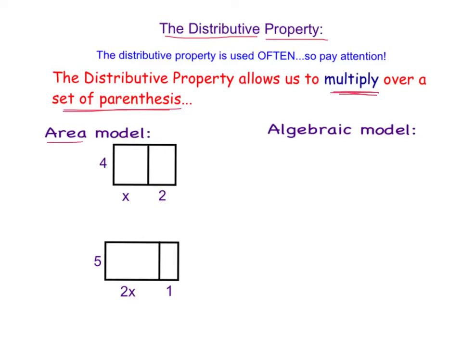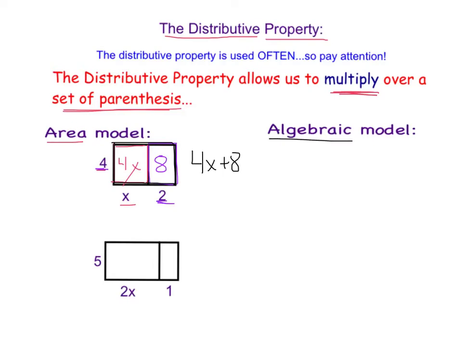Alright, so there are two different ways to look at this. The area model. The area model looks at length times width of rectangles. So this red rectangle, the length and the width, 4 times x is 4x. And this rectangle, the length and the width, 4 times 2 is 8. So the area of the whole rectangle is 4x plus 8.